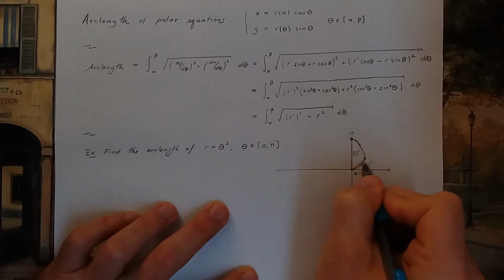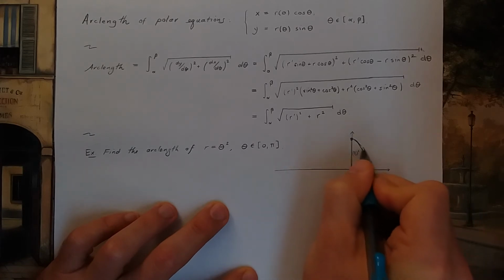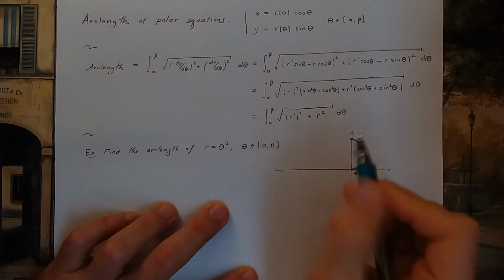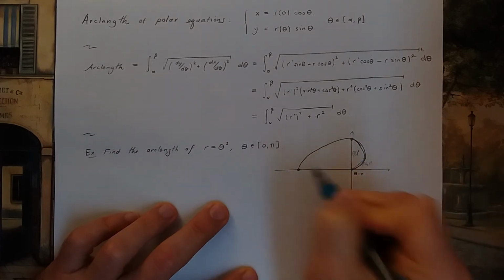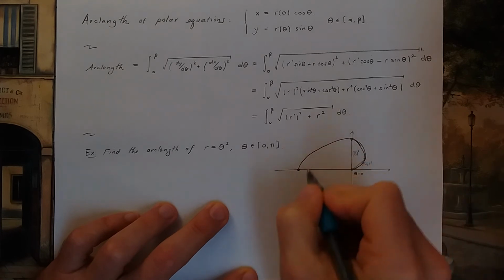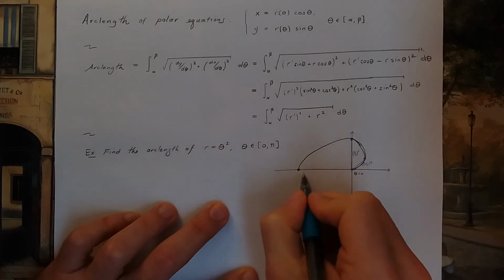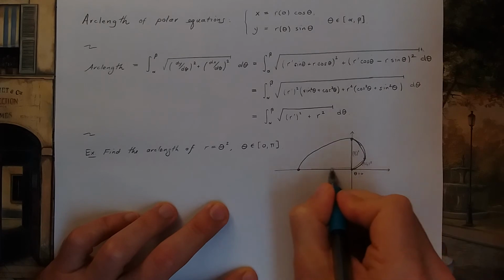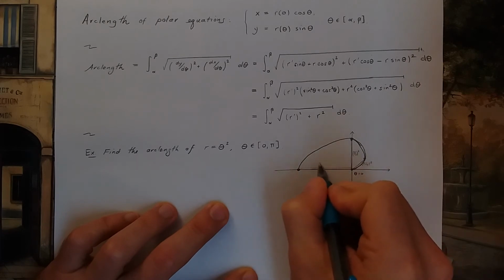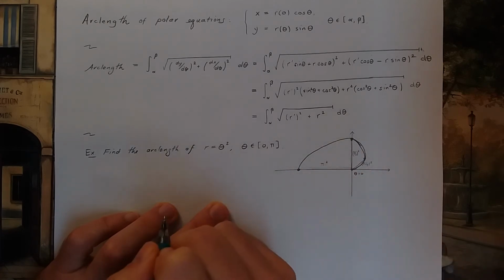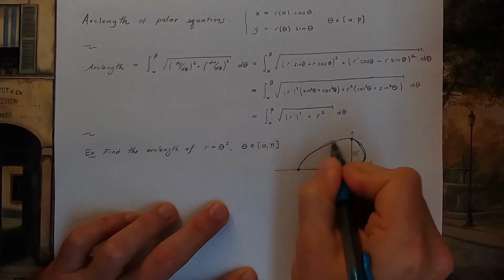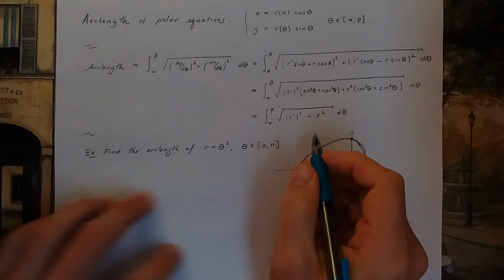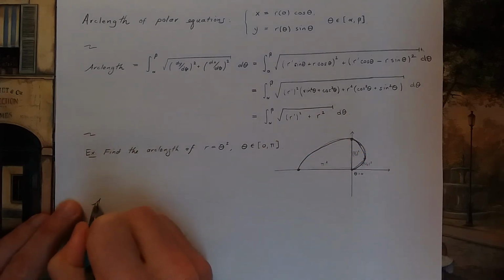So I'm going to try to draw a spiral. The farther that I go out depends on my angle. That's just an approximate picture of what the graph would look like. This distance here would be a distance pi squared. So what's the arc length? What's the length of this spiral curve? That's the question.